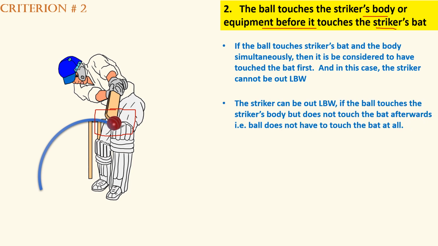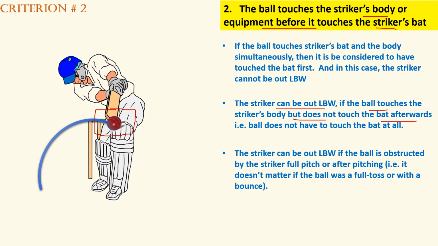The second scenario is this: the striker can be called out LBW if the ball touches the striker's body but does not touch the bat afterwards. In other words, the ball has to touch the body or the equipment of the batsman, but it need not touch the bat at all. The third scenario is that the striker can be called out LBW if the ball is obstructed by the striker full pitch or after pitching. That is, it does not matter if the ball was a full toss or it had a bounce.